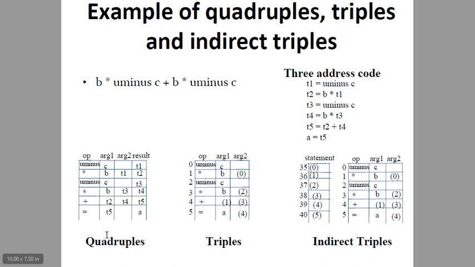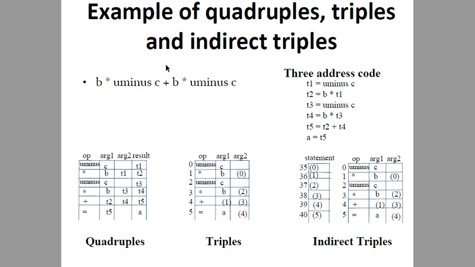Okay, so in case of quadruples, we have 4 fields: operator, argument 1, argument 2, and result. In case of triples, we have 3 fields, as from the name it implies. So what is stored in these 3 fields? The result field is not present in case of triples. How are the results stored?